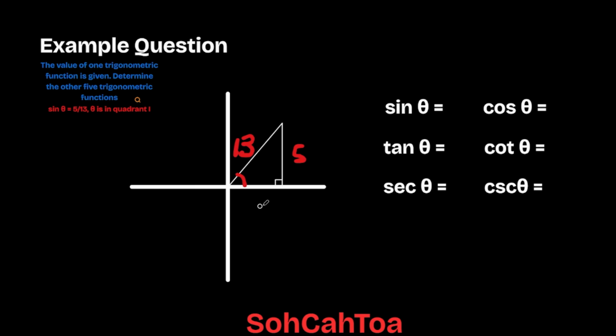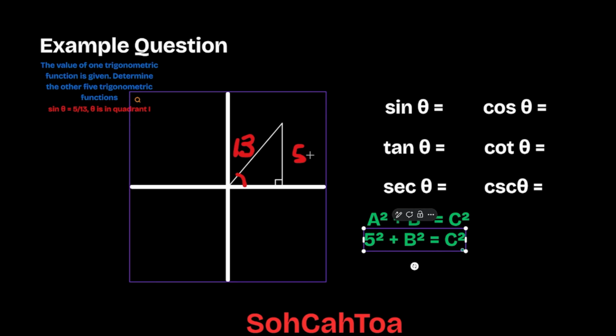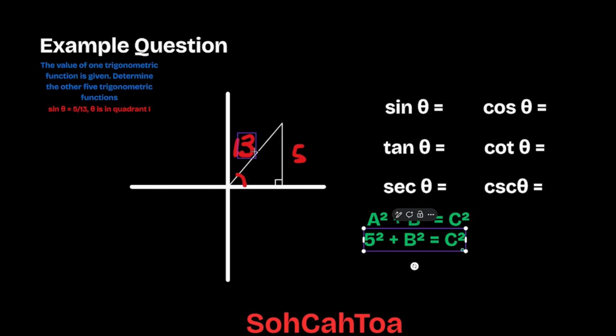Now we've got to use Pythagorean theorem again to solve for our missing side. So we've got our a squared plus b squared equals c squared. Now we're going to fill in our values. We know that our a or b value is going to be 5 because it's right here. And our c value, which is the hypotenuse, is 13. Now we have to arrange this to solve for our b value.